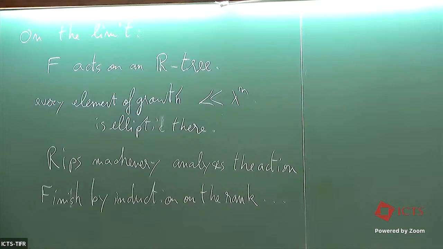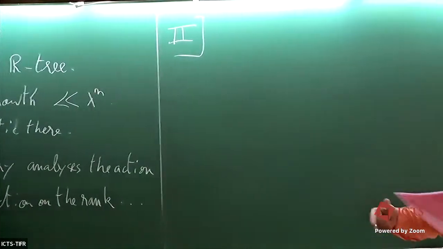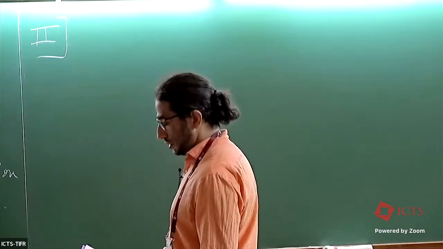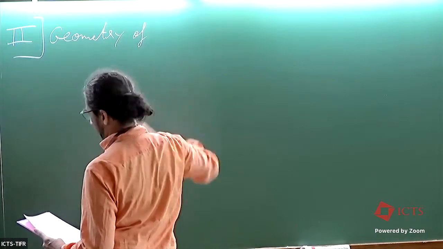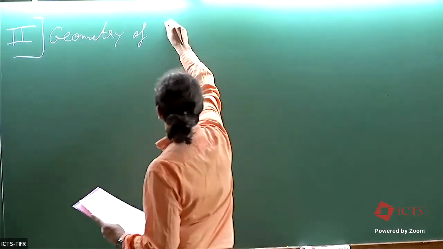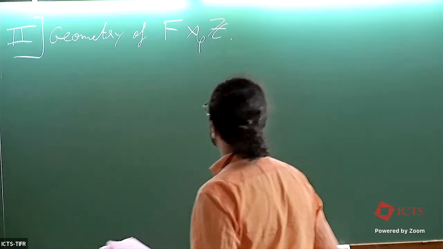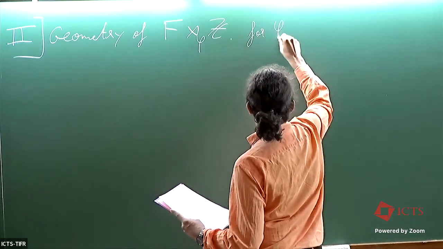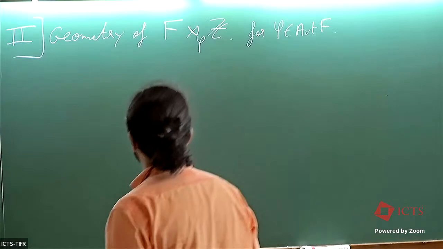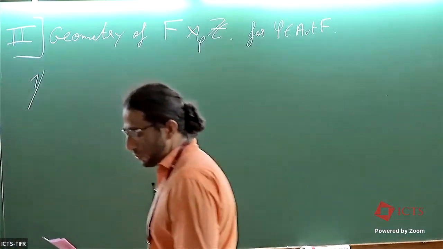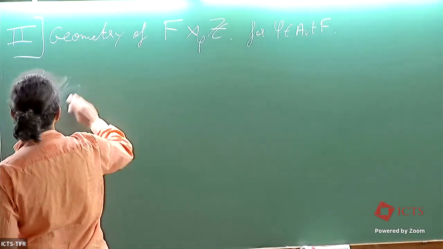Okay. With this done, I can start the second part of the series of lectures, which is about the geometry of the semi-direct product given by an automorphism. Okay, so first about the basics, what am I talking about? So the semi-direct product, basics.